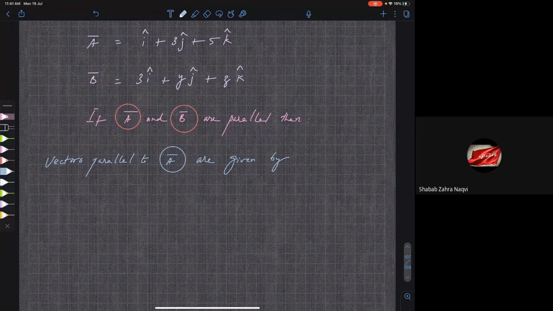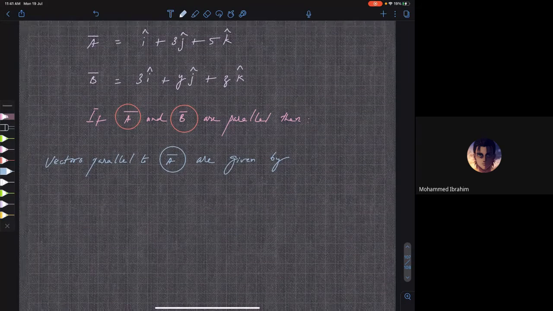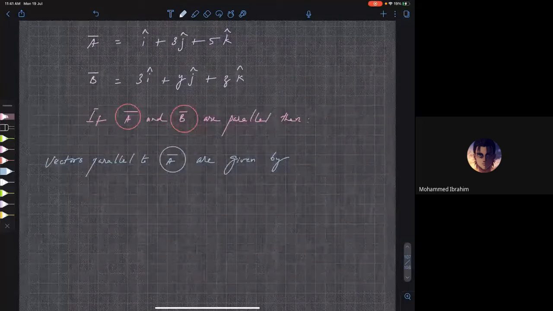What will you do? Sir, by dot product. No. Dot product will not give you a vector. I mean cross product. No. Cross product's direction is same. Yeah. Same direction. I need a vector in the same direction as A bar. What will I do? What should I do?